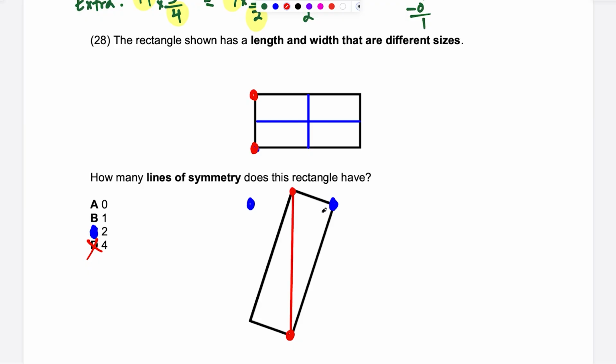So the diagonal lines are not lines of symmetry because the corner points like this would fall off of the original rectangle here, so they wouldn't count. So choice D is out, definitely choice C.